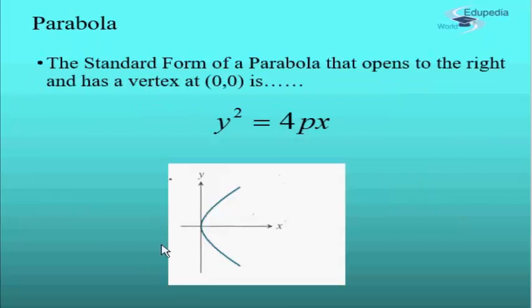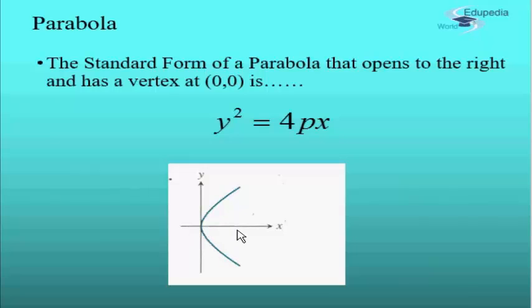Y is equal to 0 is basically this line, the x-axis. The x-axis shows us that y is equal to 0. Why is that important to us? It is important because it is the axis of symmetry. It splits the parabola into two equal parts.